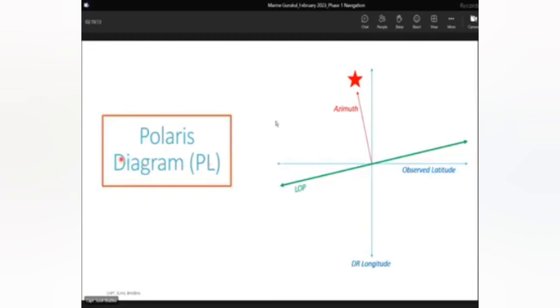So I hope that is clear now, beta. Yes, sir. Very good, beta. Great. So with this, we finish our site solving methods. All the 5 methods: Marcq St Hilaire, long by chron, Intercept, Ex-Meridian, and Polaris.